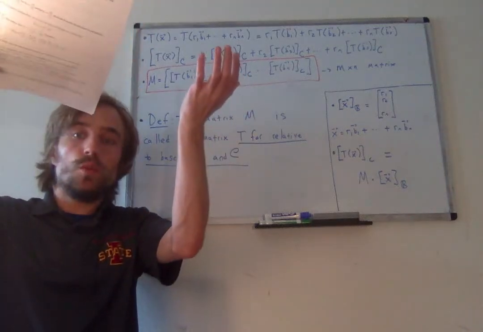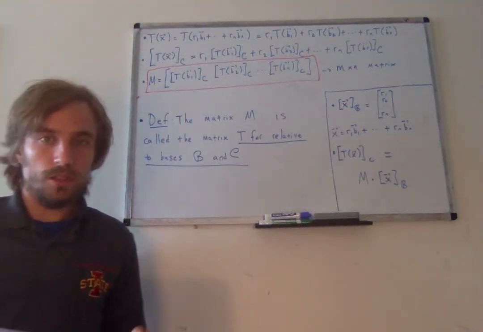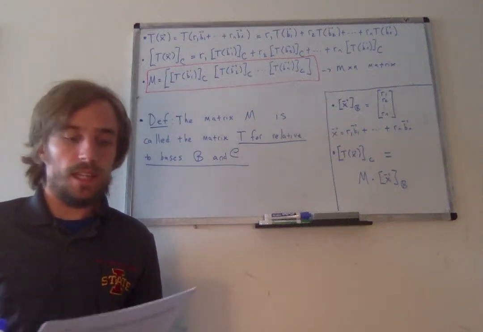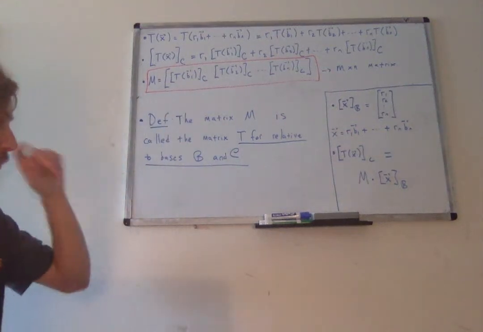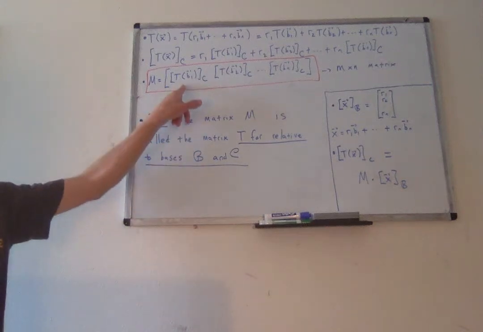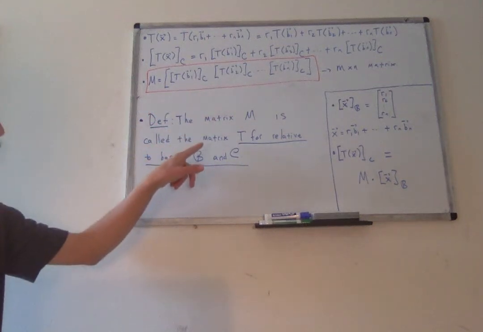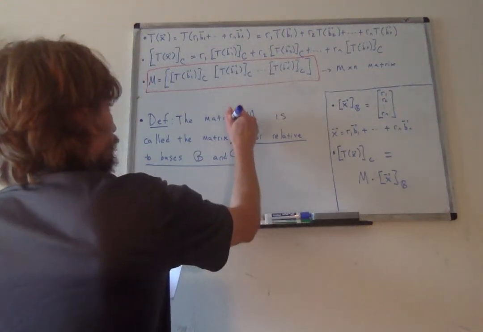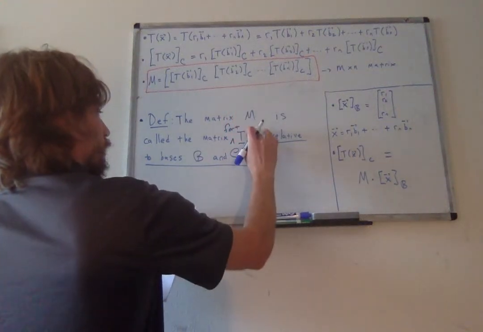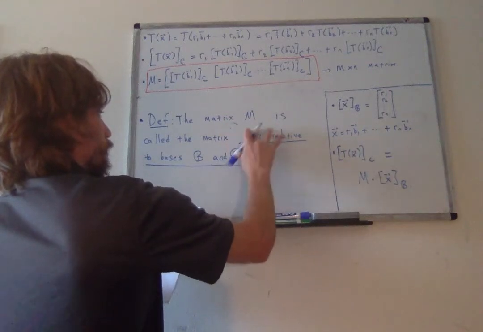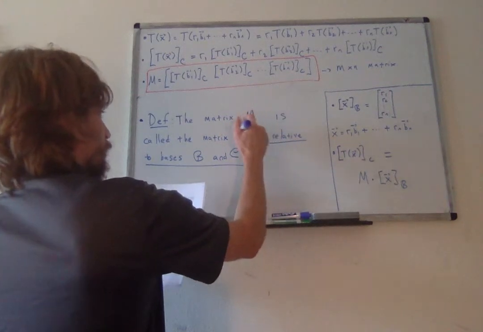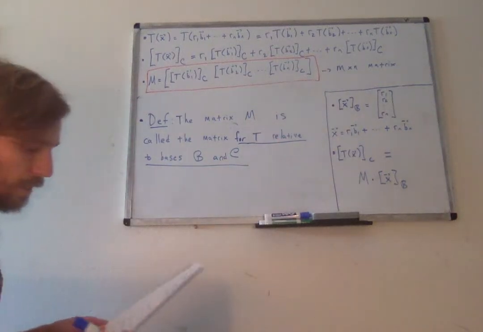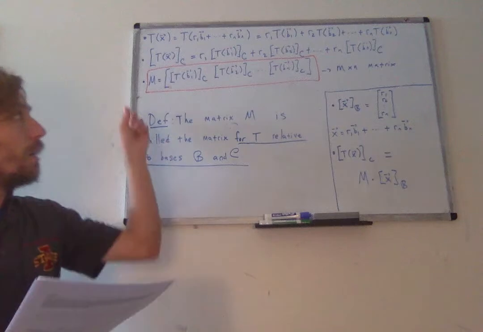And then since we can always work our way back up from the coordinate representations, we always sort of have this matrix which can, in a sense, describe any linear transformation. And so, as I put here, this matrix M is called the matrix for the linear transformation T relative to bases B and C. So this is matrix M.